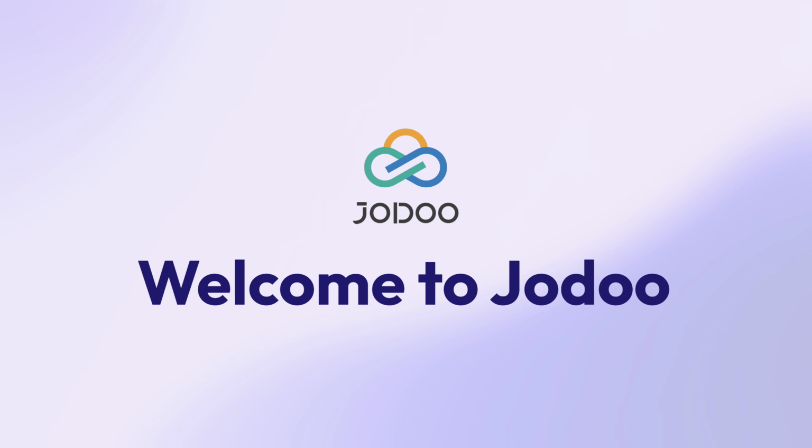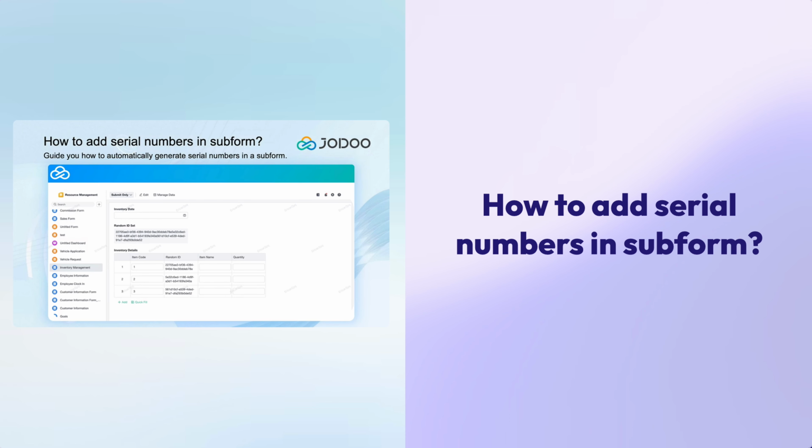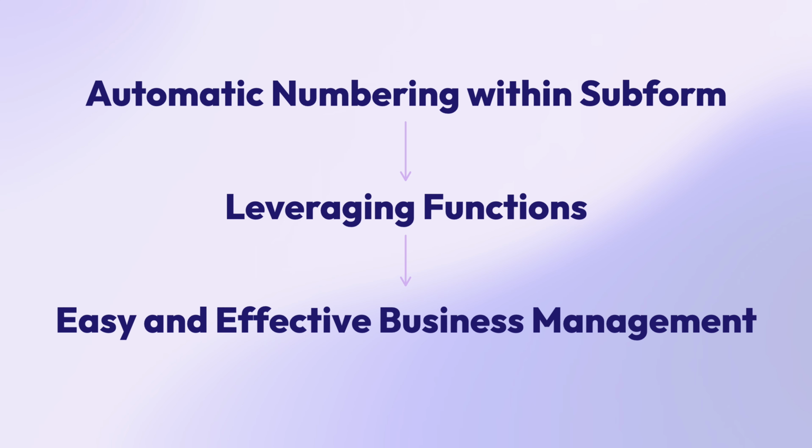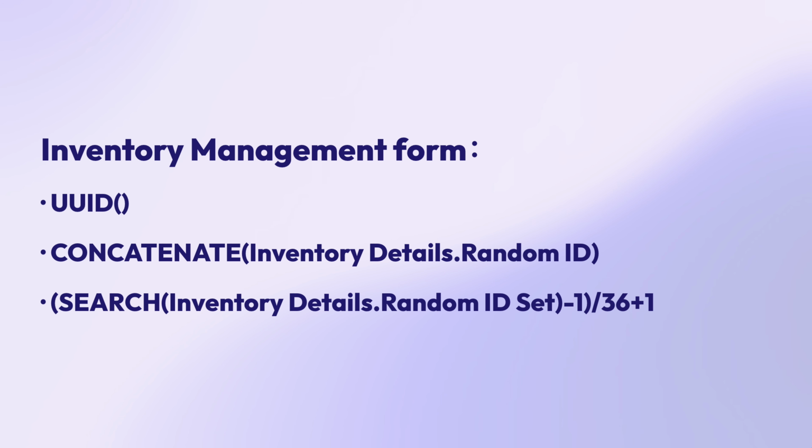In this video, we'll guide you step by step on how to achieve automatic numbering within Subform, making your business management easier and more effective. For now, the Subform does not support adding a serial number field directly, but we can achieve automatic numbering within Subforms by leveraging functions. Here we take the inventory management form as an example.